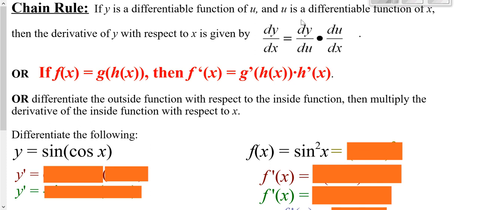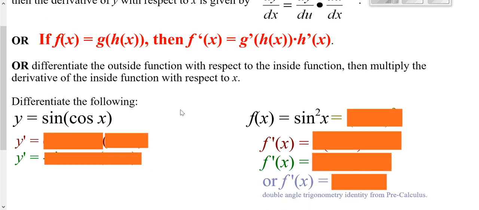So in words, derivative of the outside times the derivative of the inside. And there's different notations for it to be written in, either in the dy over dx notation or composite function notation. I'd definitely be paying attention to this notation.